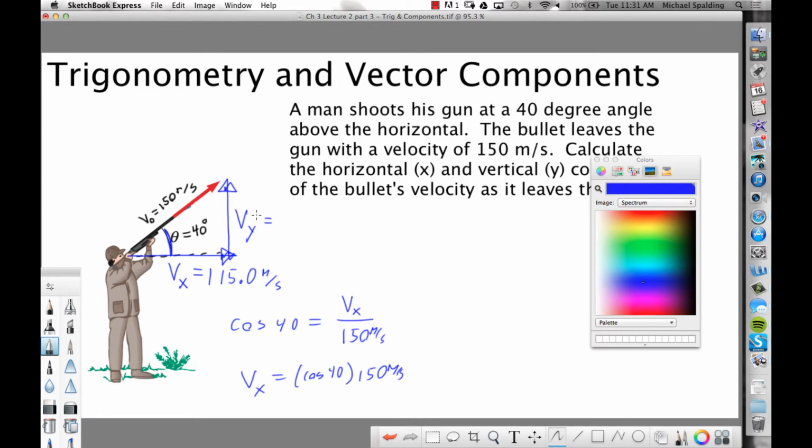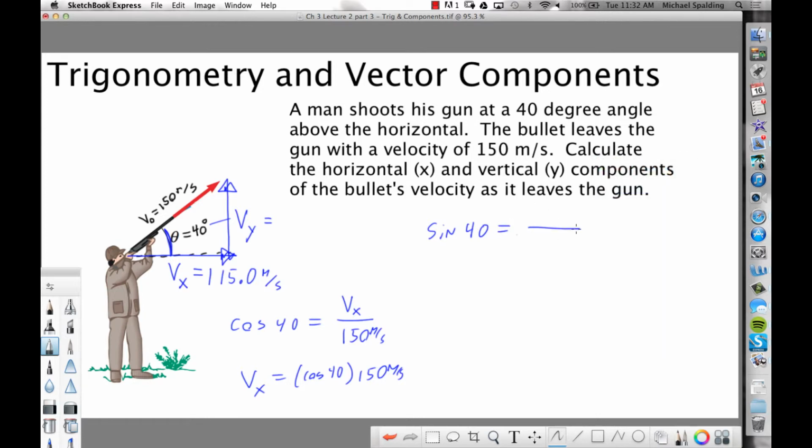Now, Vy, we're dealing with opposite and hypotenuse. So we're going to go sine 40. All right, so sine is opposite. So that's opposite is Vy. And hypotenuse is 150 meters per second. So Vy is going to be sine 40 times 150, like that. And then that comes out as 96.4 meters per second.